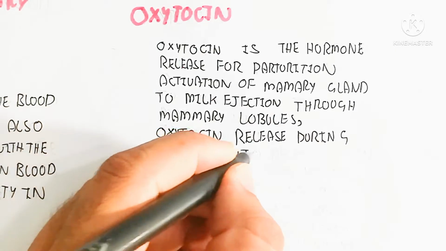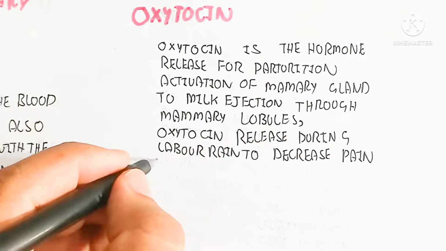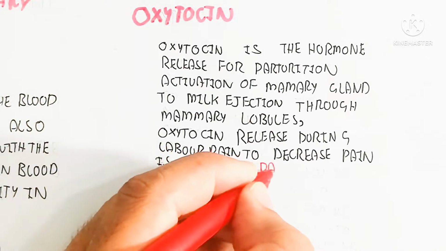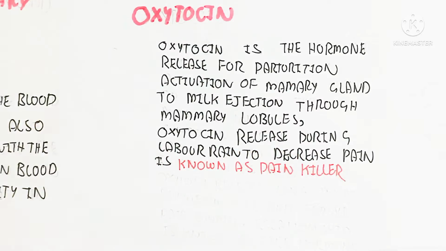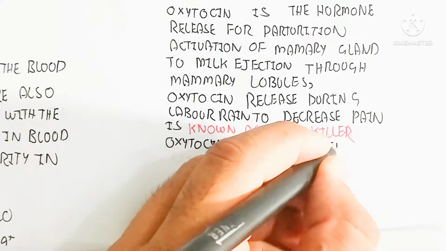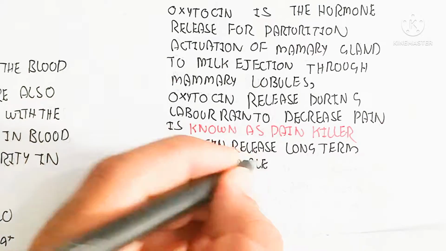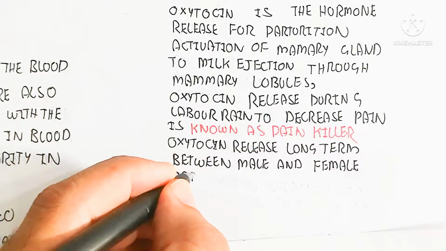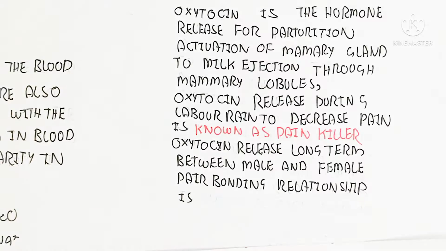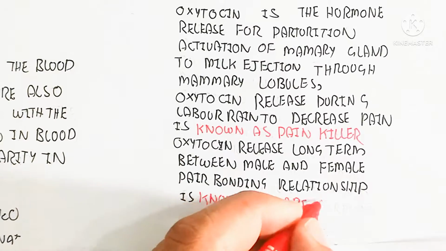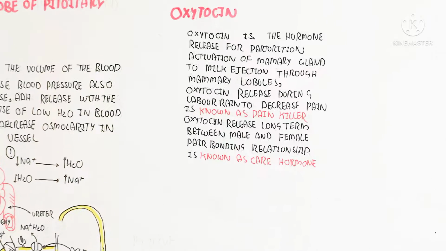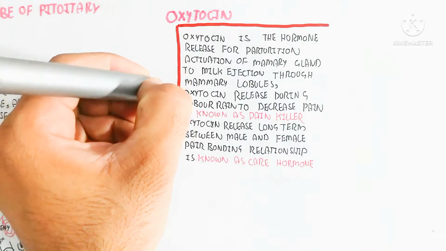And oxytocin released long term between male and female pair bonding relationship is known as the care hormone. So remember, the male also contains oxytocin, which is used for the vasodilation or vasoconstriction also. Due to the long-term relationship, oxytocin is continuously produced for the pair bonding. So the important thing is that oxytocin plays an important role in the female more as compared to the male.